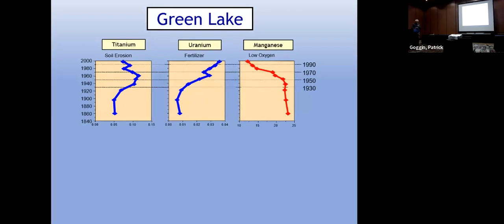But what you can see in this case is that as use of commercial fertilizer increased, that's when we start to lose oxygen in the bottom water. It's an indication that algal growth has started to increase in the lake.